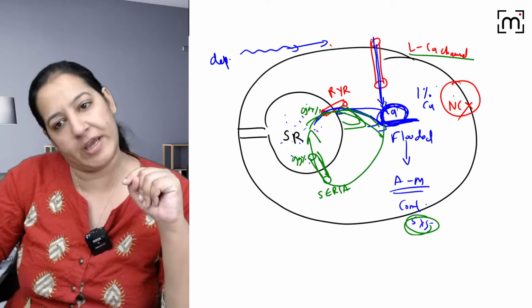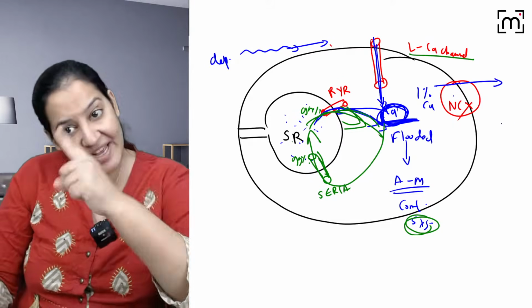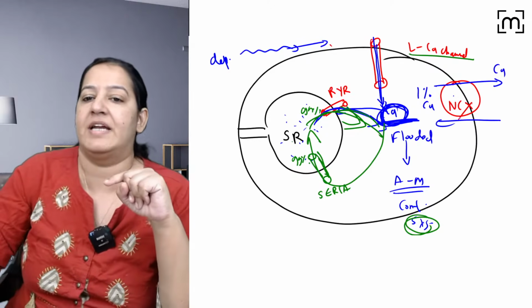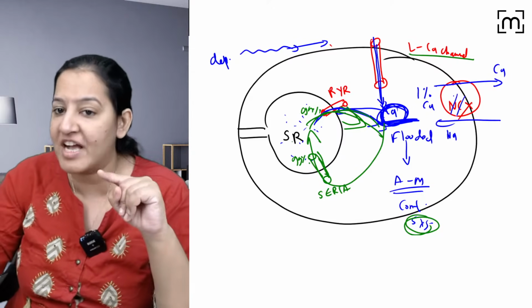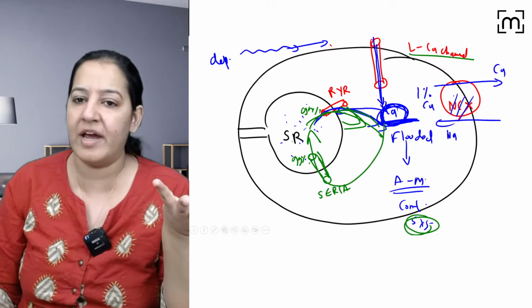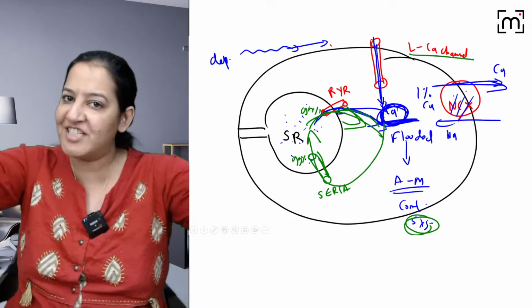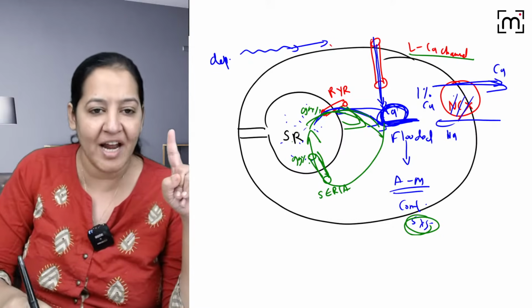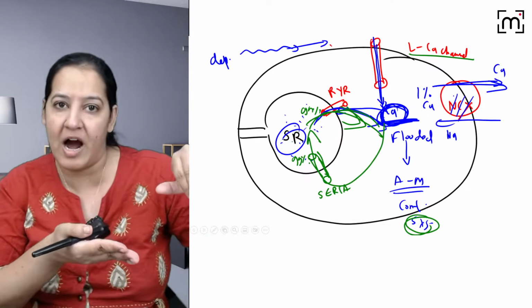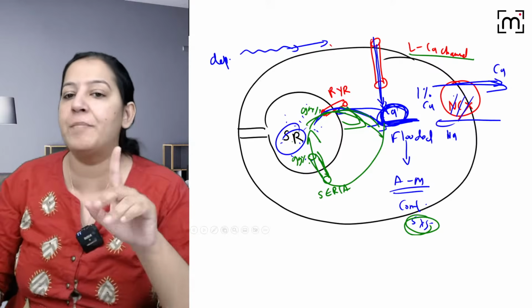So this exchanger says, okay, I will take you outside, but in exchange of you, I will take sodium inside, because my name is sodium calcium exchanger. So calcium will say, okay, I want to go outside. You take sodium inside. So calcium is going outside. So no calcium is present in the cytoplasm now. 99% is taken back by SERCA and 1% is taken out by NCX.